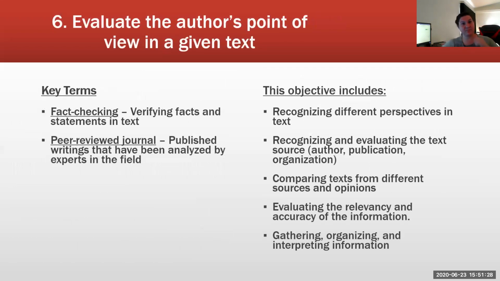So, evaluate the author's point of view in a given text. Fact checking, verifying facts and statements in a text. Again, like I've said before, you may want to fact check that. A peer-reviewed journal is published writings that have been analyzed by experts in the field. So with this question, you're going to recognize different perspectives in a text. You're going to evaluate the text source, comparing text from different sources and opinions. Evaluate the relevancy and accuracy of the information, gathering, organizing, and interpreting the information.